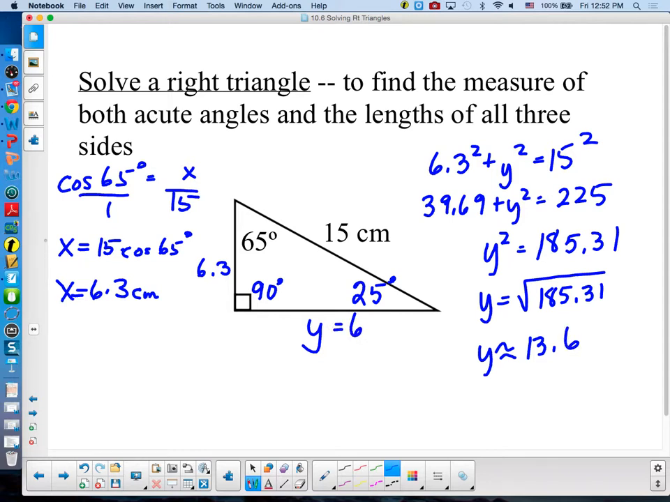Notice what we've got now is we know every side length and we know every angle. We just solved the right triangle. Did we do anything new there that was different than what you did the last few days? No, we really just did all of it instead of just one side or two sides. Any questions on that one? Are people done with their notes?